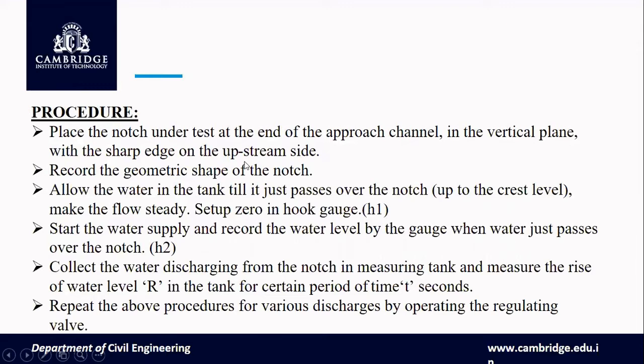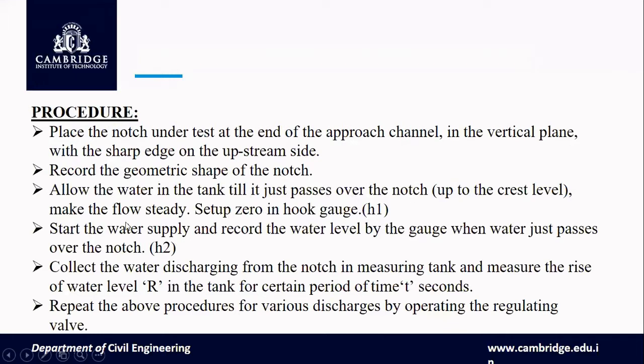Once after fixing the notch in the vertical plane, the next step is to record the geometric shape of the notch. If it is a rectangular notch, note down the breadth of the notch. If it is a triangular notch, note down the theta, whether it is 60 degrees or 90 degrees. Next, you have to allow the water in the tank till it just passes over the notch, that is up to crest level.